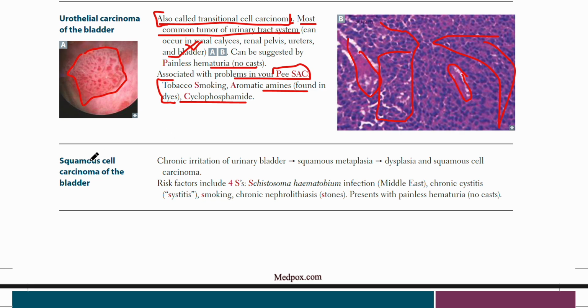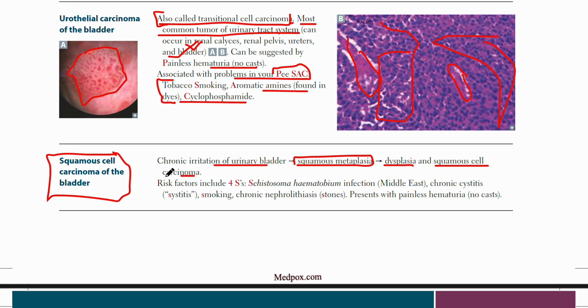And let's talk about squamous cell carcinoma of the bladder. In squamous cell carcinoma of the bladder, chronic irritation of the urinary bladder will lead to squamous metaplasia. That metaplasia can lead to dysplasia and thus squamous cell carcinoma. The risk factors include 4 S's. One is Schistosoma haematobium infection. This is a very important thing.